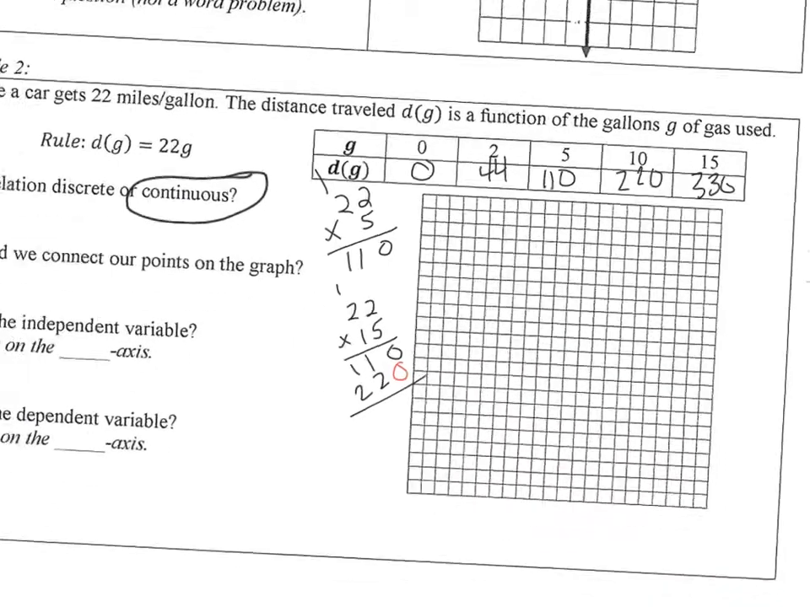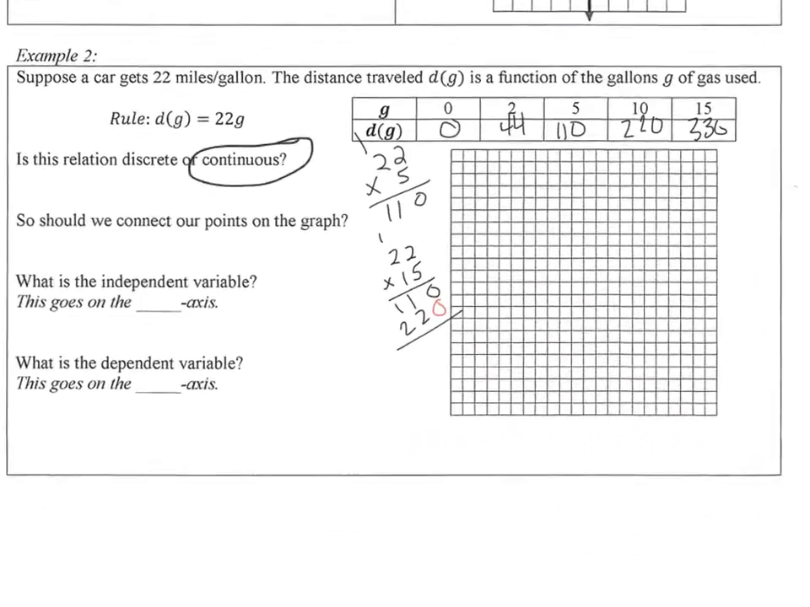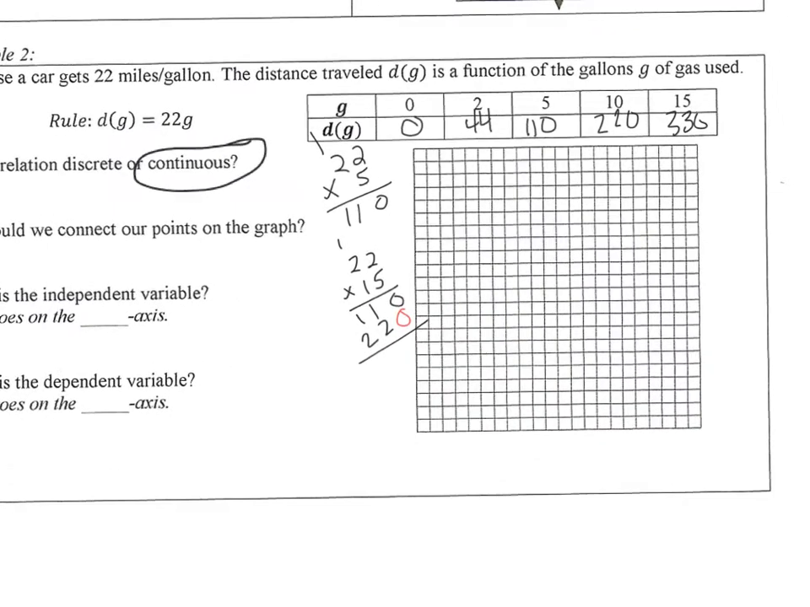So then I'm going to draw my graph. So my independent variable is gallons. And my dependent variable is distance.